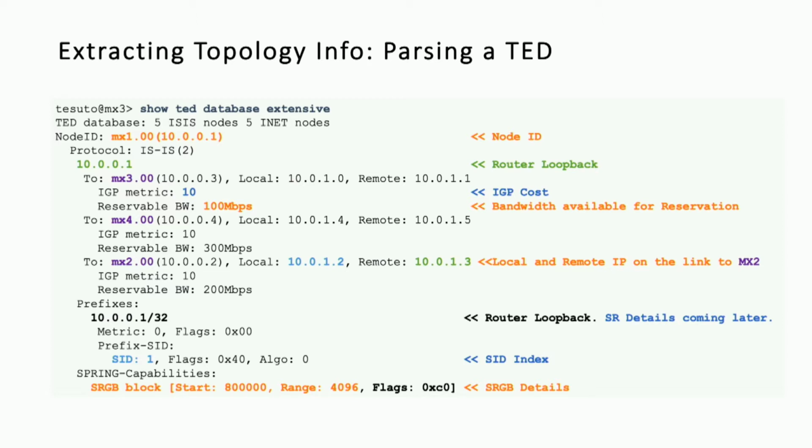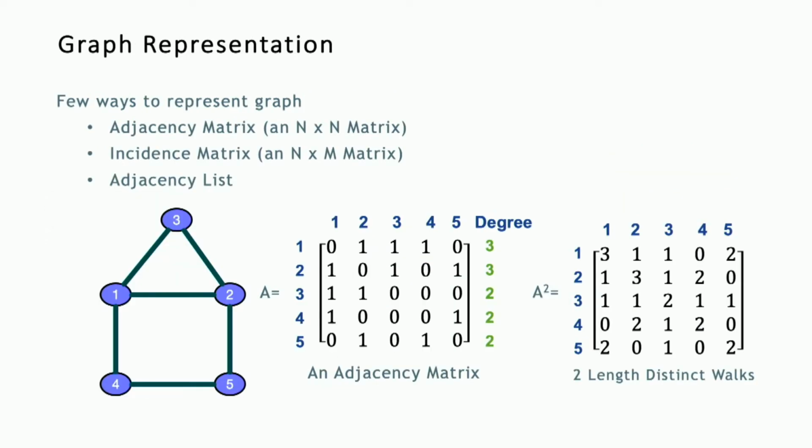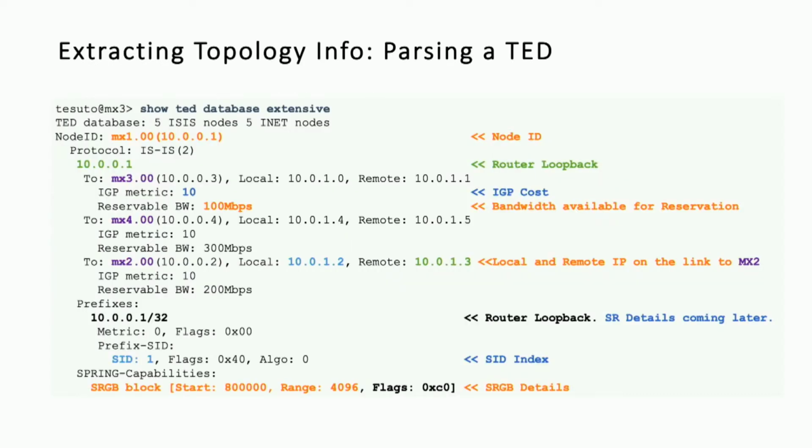From the perspective of 1, which is MX1 over here, it says that my loopback is 10001. I know that. How is MX1, or router 1, connected to other nodes? It's connected to 3, 4, and 2. So if I go back to the topology here, which is a representation of the overlay topology, 1 is connected to 3, 2, and 4. So from 1's perspective, it's connected to 3, 4, and 2 over here.